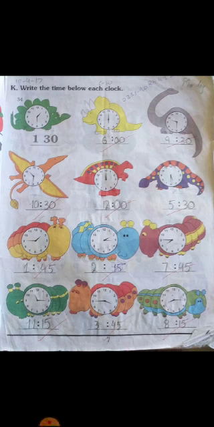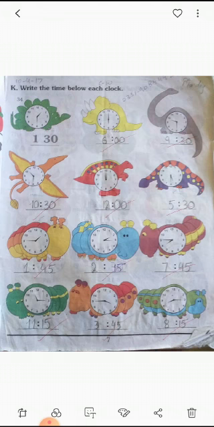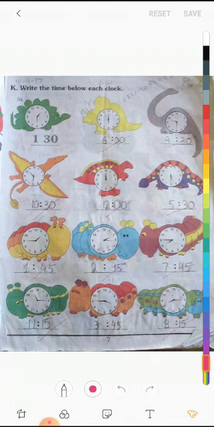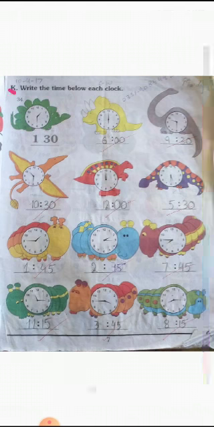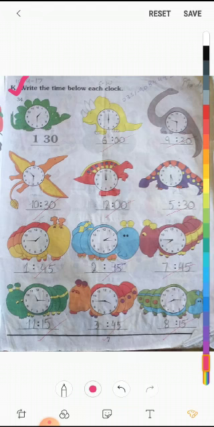Today we are going to revise unit 1. For this purpose you have to open your book at page 7. Here the question is: write the time below each clock. हर clock में each time लिखना है.